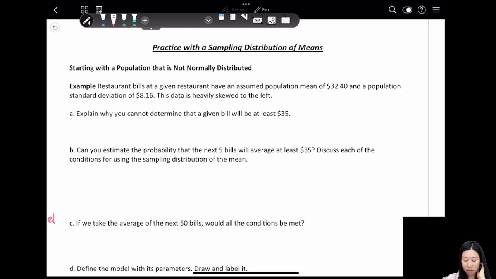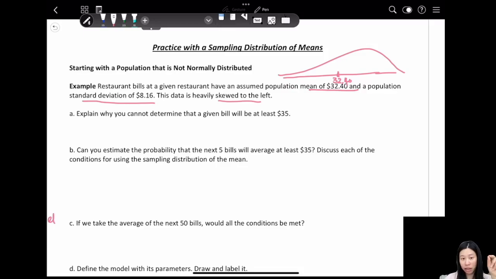A restaurant bill at a given restaurant has an assumed population mean of $13.40 and the population standard deviation is $8.16. This data is heavily skewed to the left. So what does this look like? The tail is the skew, so it's left skew. That means the tail is on the left, so it's more like this one. So the mean maybe is here, 13.4, with a deviation of 8.16.